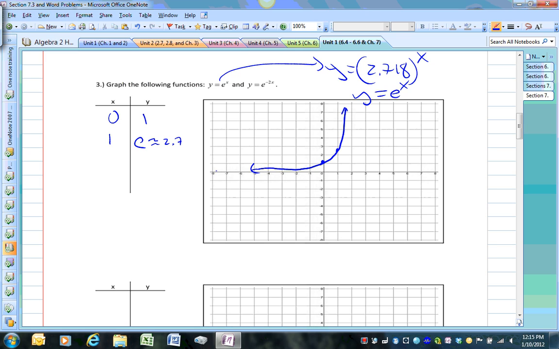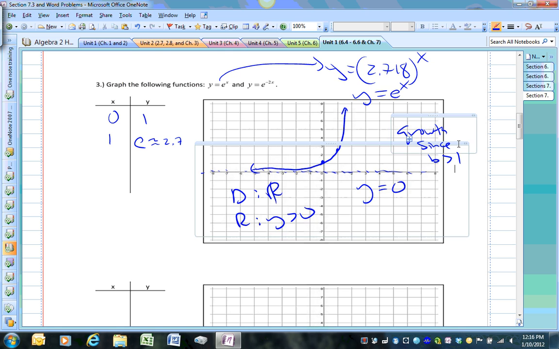So the graph will look like this. Asymptote will still be the same place as we've had for some other functions. Domain is still all real. Range is still y is greater than 0. And it is a growth function because the base is larger than 1. Our base in this case is 2.718, obviously.